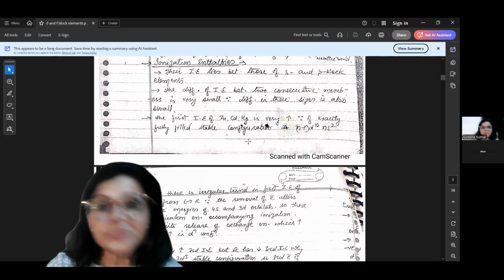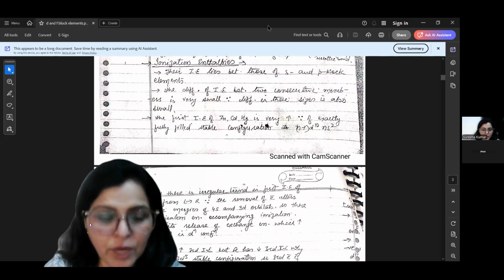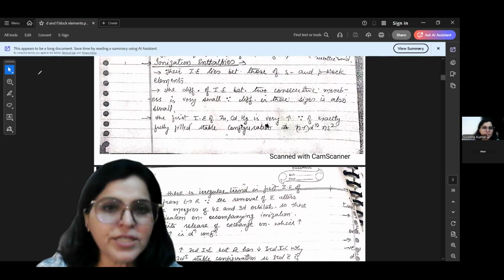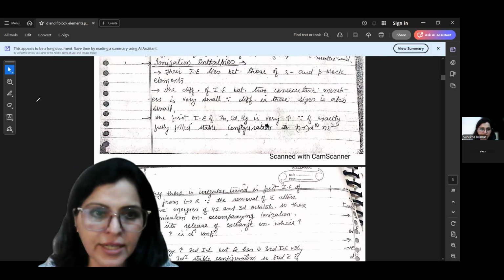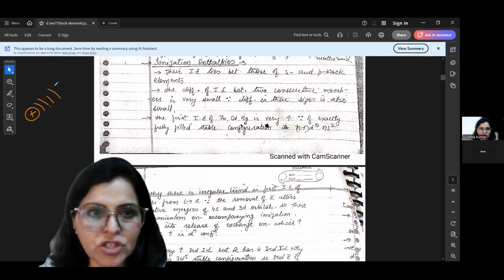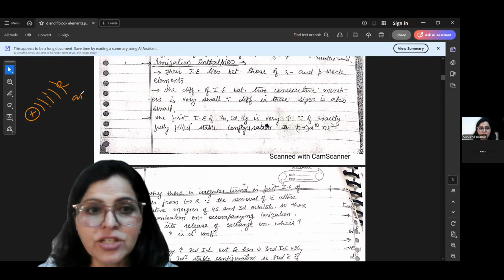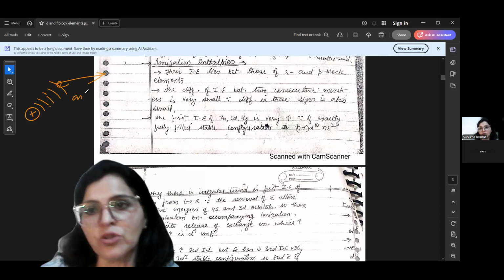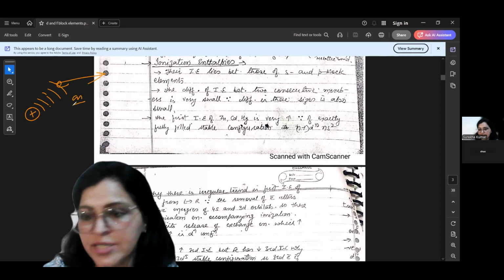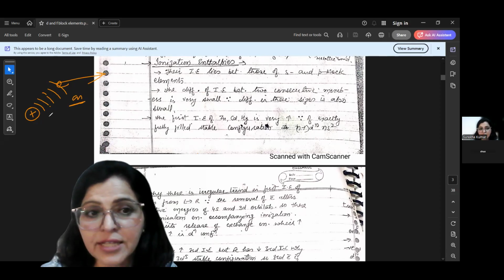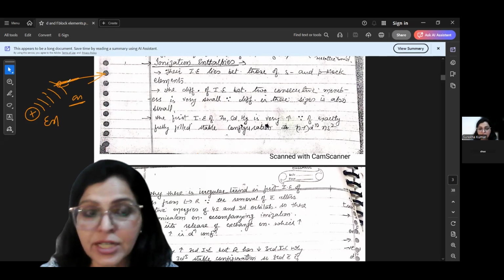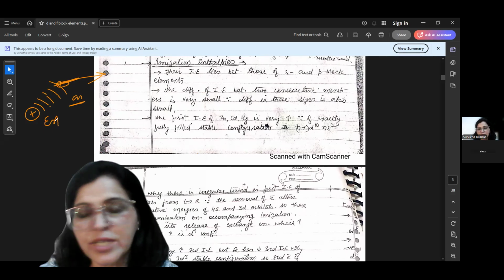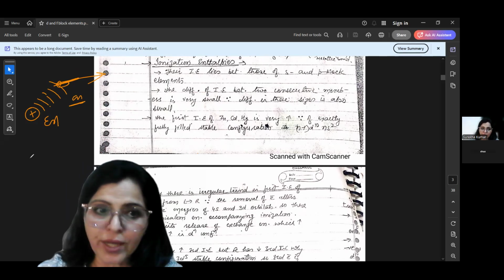Okay. Ionization enthalpy. What is the meaning of ionization enthalpy? Suppose this is the atom nucleus and these are the shells and this is the electron, right? Energy required to remove this electron from the outermost shell is known as ionization energy. This is the energy required to remove the most loosely bound electron from an atom. It is quite clear.